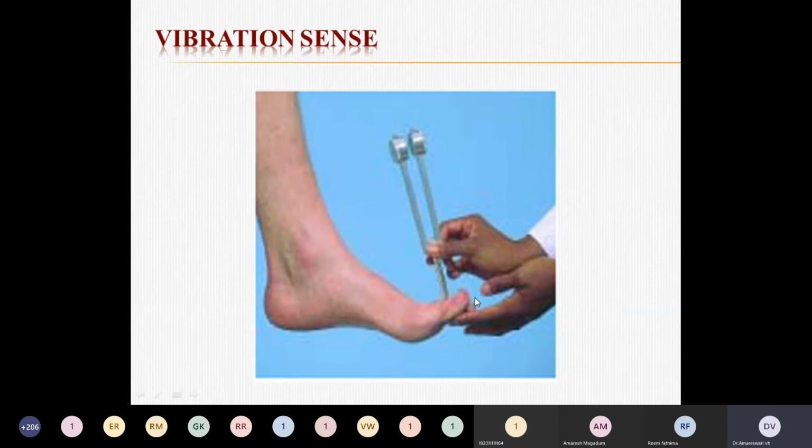Now the questions. Yes, tell me, students, is it clear? Any doubt about vibration sense? Can I move to the next test? Yes, ma'am.